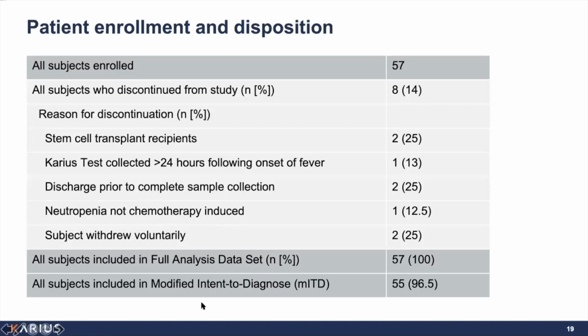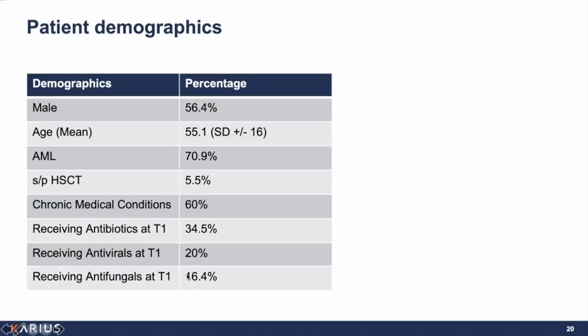So overall, we enrolled 57 patients, 8 of which were discontinued from the study, and 2 were excluded from the analysis because of poor sample collection. So we end up having 55 patients in the modified intent to diagnose group. Most of our patients were male, 56.4%, with a mean age of 55 and a median age of 60. Most of them had AML, in 70.9% of cases.